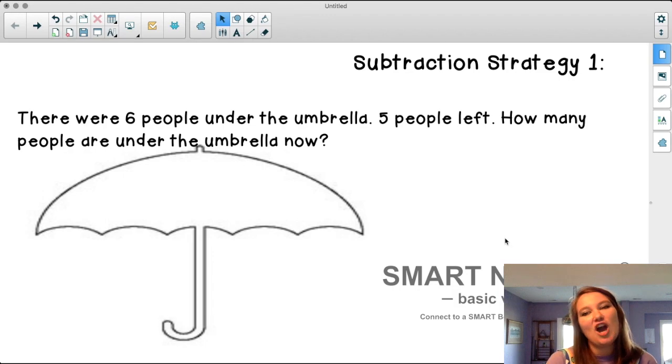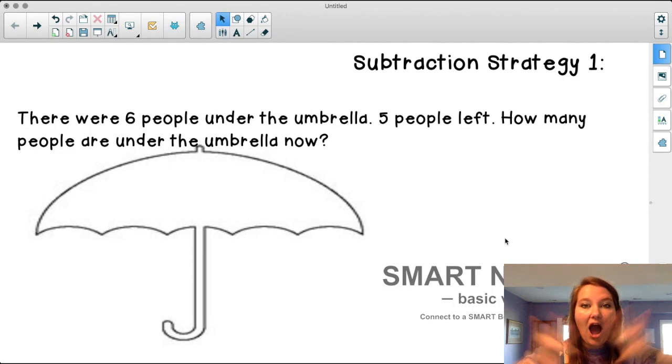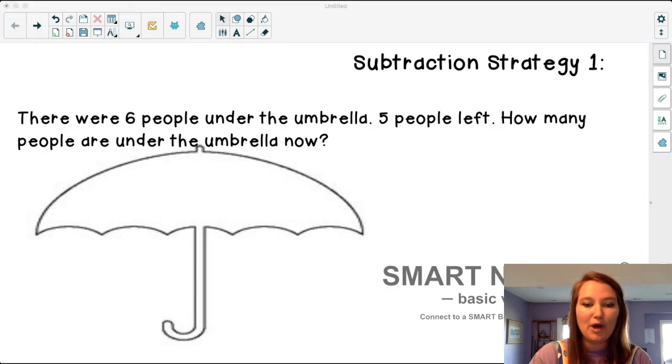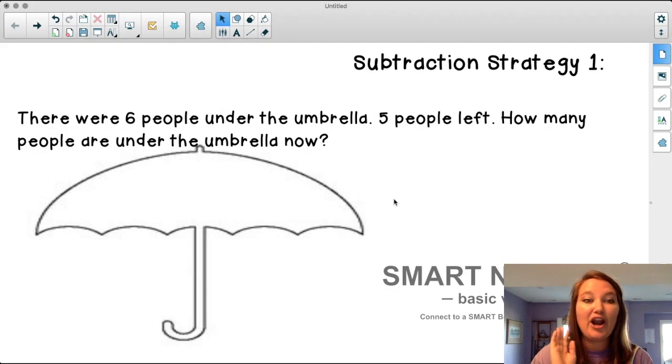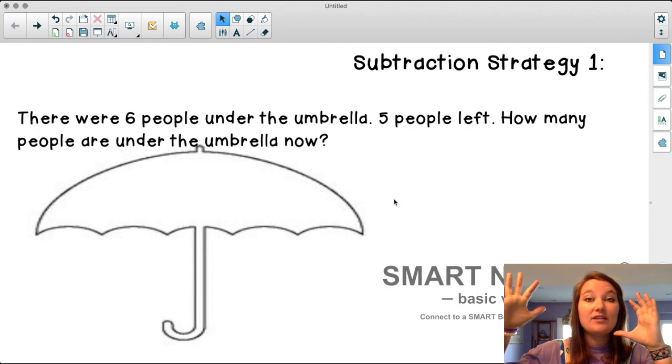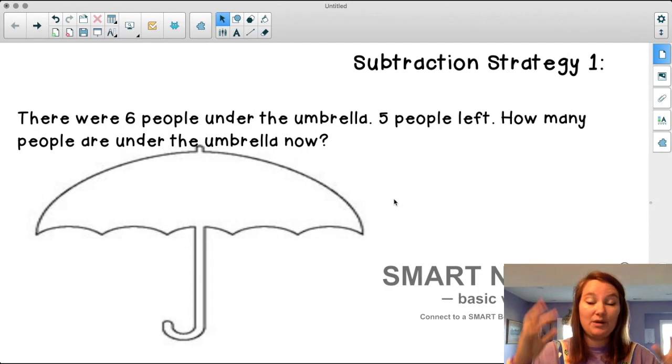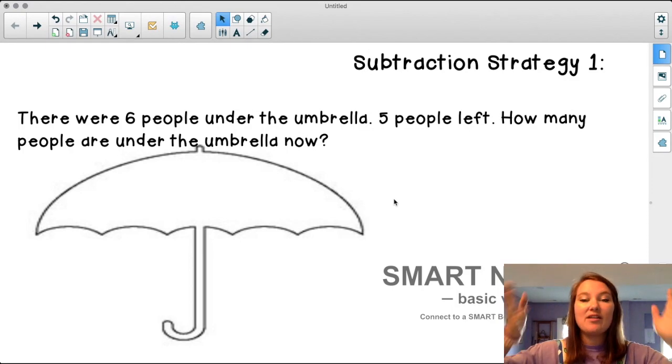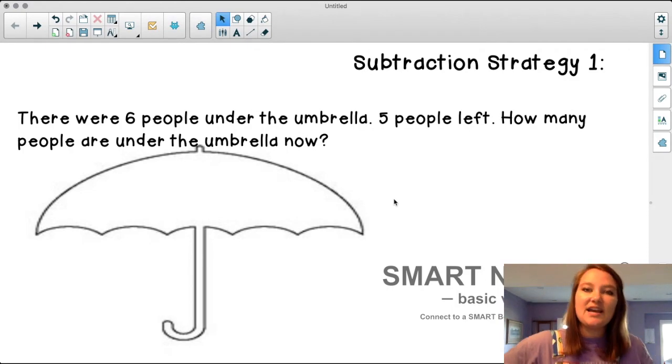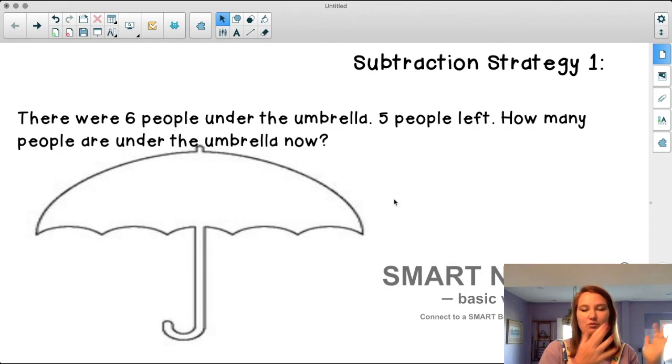Okay, let's talk about subtraction strategy 1. So subtraction and addition are opposites, right? When we have addition, that's what we've been doing, we're adding people. So there were kind of two scenarios in the umbrella book. There was the scenario where the people were coming under the umbrella when it was raining. And then when the sun came out, they left the umbrella. So when the sun is out, that's when we're using subtraction. When people are leaving the umbrella, we're using subtraction.